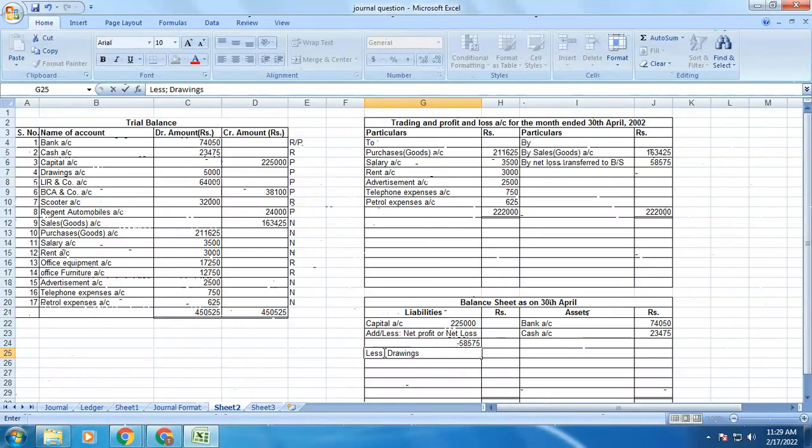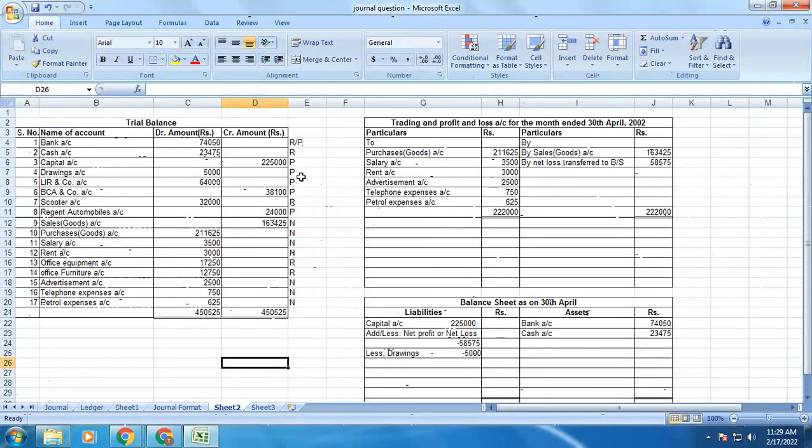How much was the value of drawings? So minus 5,000, the drawings value given to us in your trial balance. Okay, so this is how these two, profit and drawings, are adjusted. Other than that, we'll follow the rule of debit and credit.